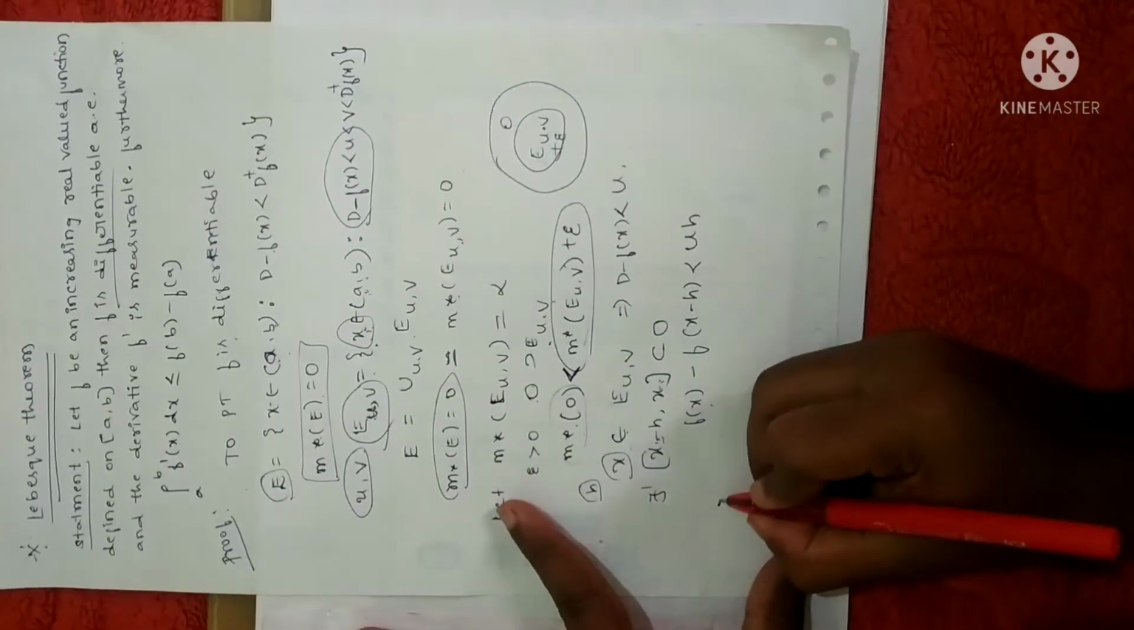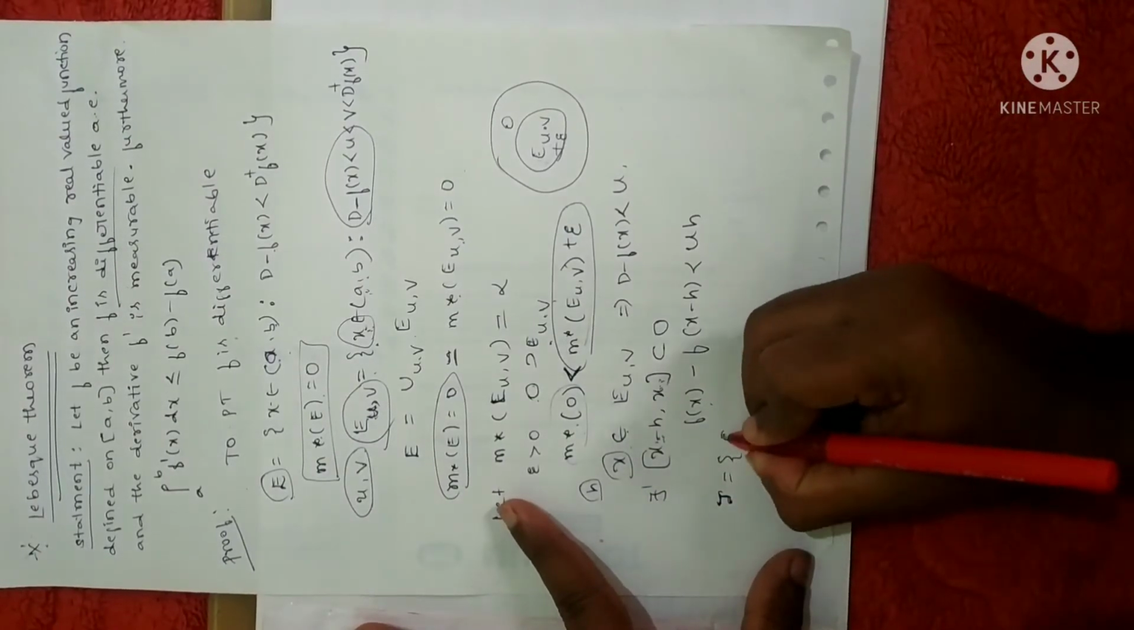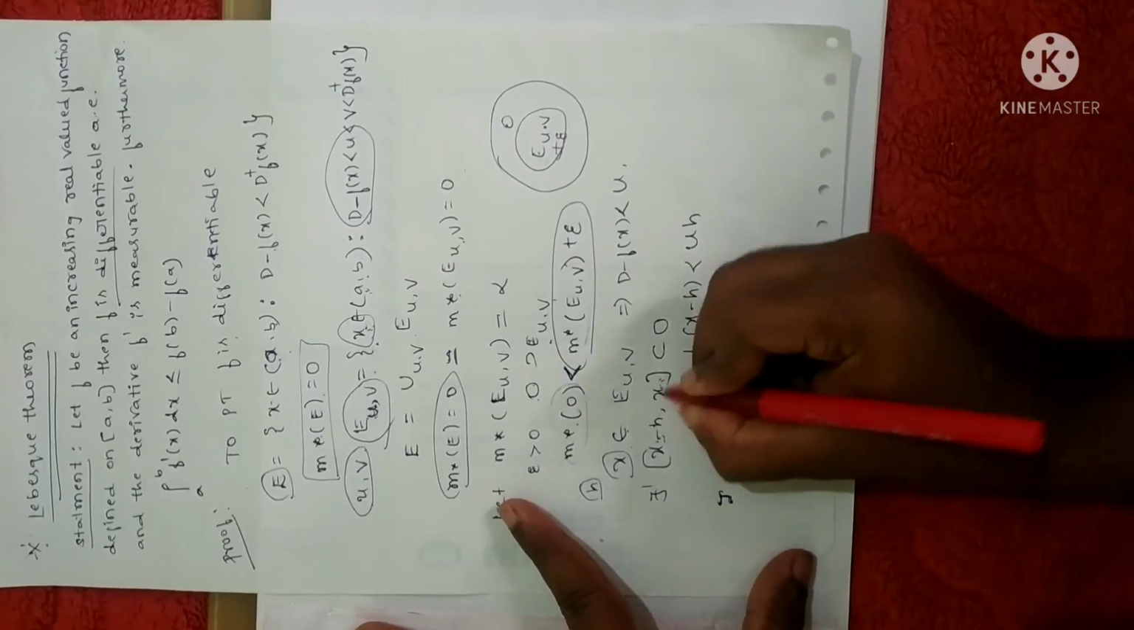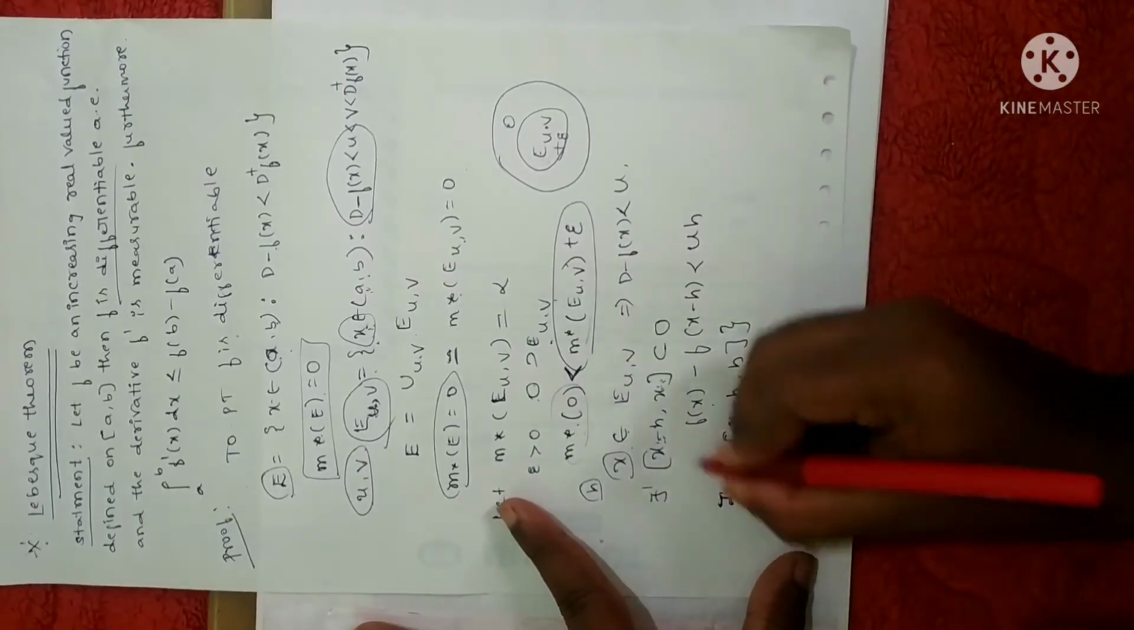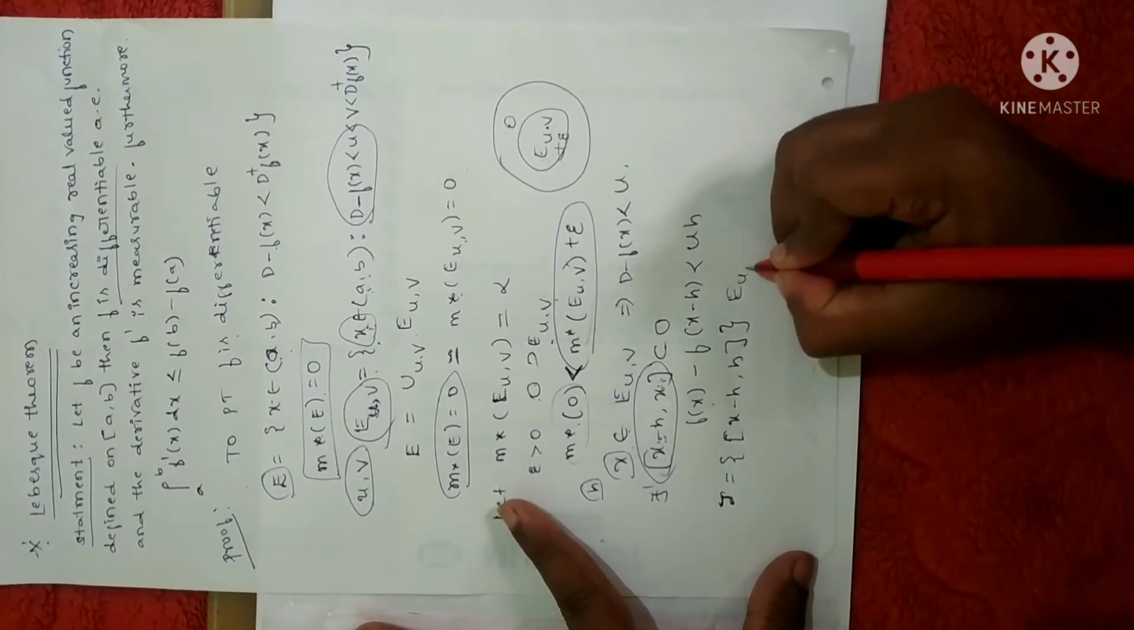Then let me consider one more collection, say tau, which contains the intervals from x minus h to x. I am going to consider all these collections as tau, which covers E(u, v).